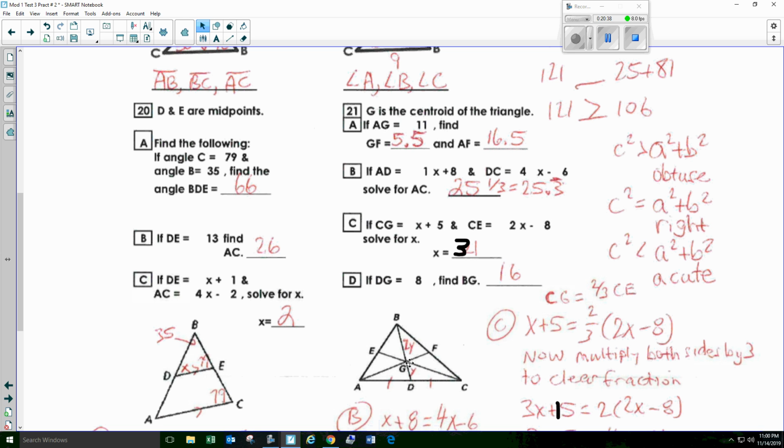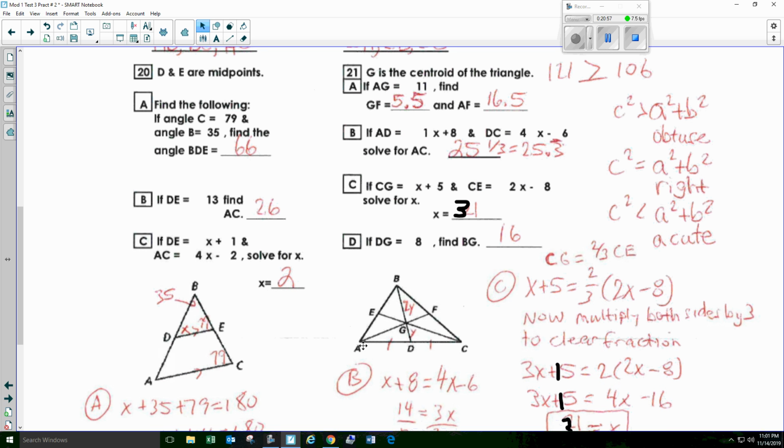GF says AG is 11. AG is the longer one of the two, so that's 11 right there. That's double the smaller one, 2 to 1. So what's half of 11? 5.5. Then it asks for the whole length. Add them together, 16.5.